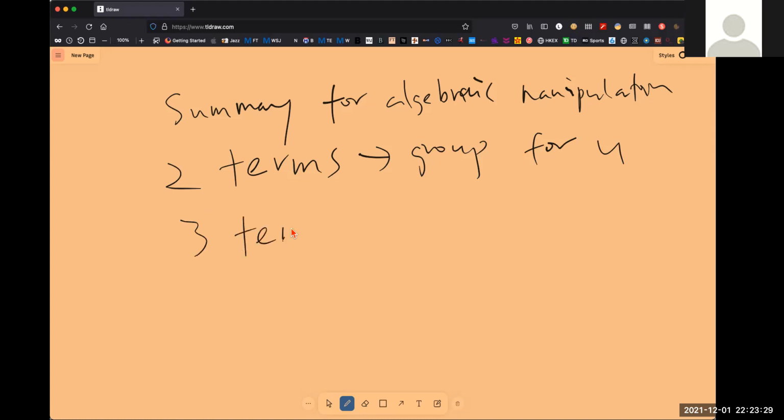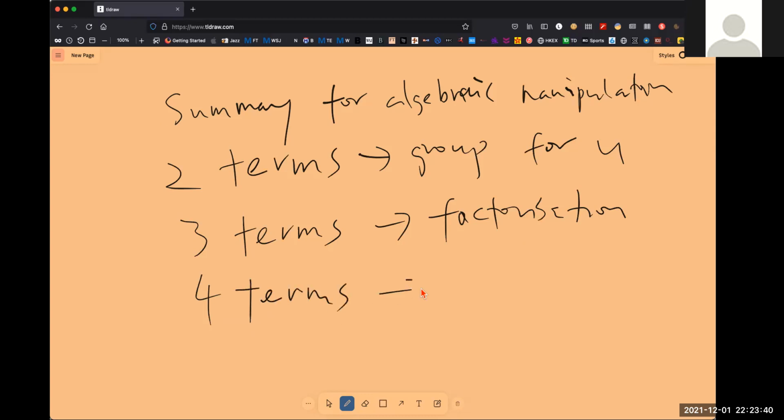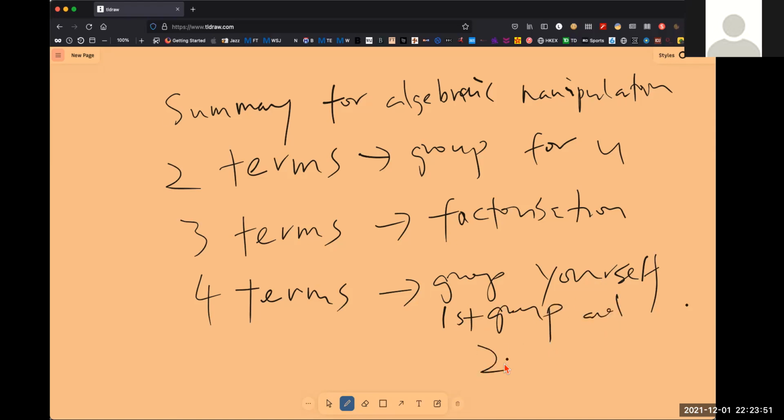3 terms: factorization method. Can you think of the factorization method now? 4 terms: group yourself. Group yourself means first group and second group. So this is the mind map. If you face 2 terms, it is already grouped for you. You don't have to do it yourself. 3 terms, factorization method. 4 terms, you have to do the grouping yourself, first group and second group.